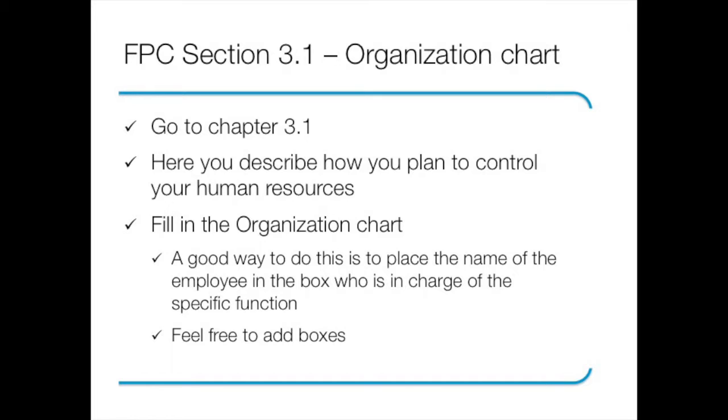Now, we need to fill out the organization chart that we use to define relationship between your employees. There is not really any proper way to do this, but a good way is to place the name of the employee in the box who is in charge of the specific function. If you want to, you can always add more boxes both horizontally and vertically. These new boxes can include totally new tasks like billing, or go into more detail like cutting, assembly, and final inspection under manufacturing.